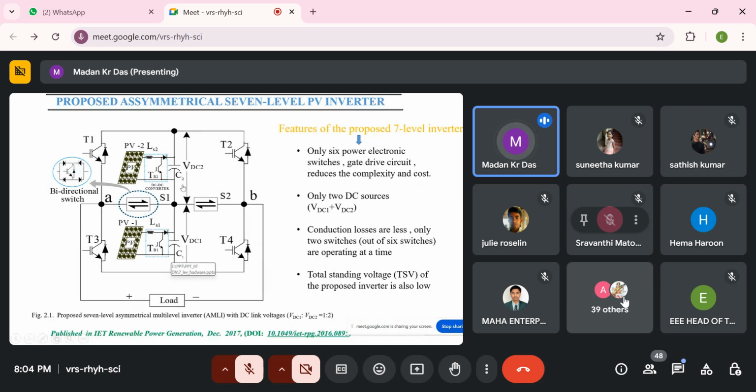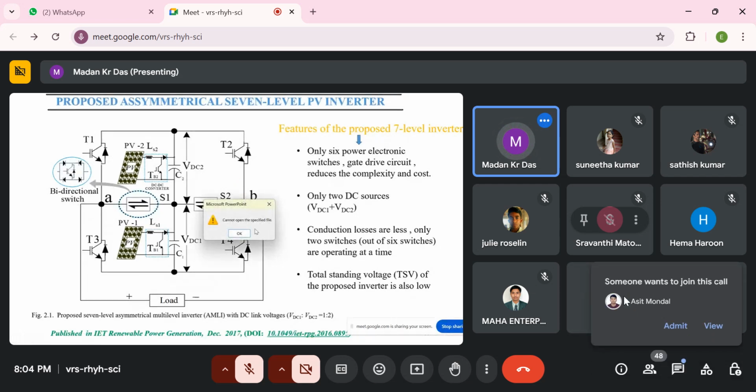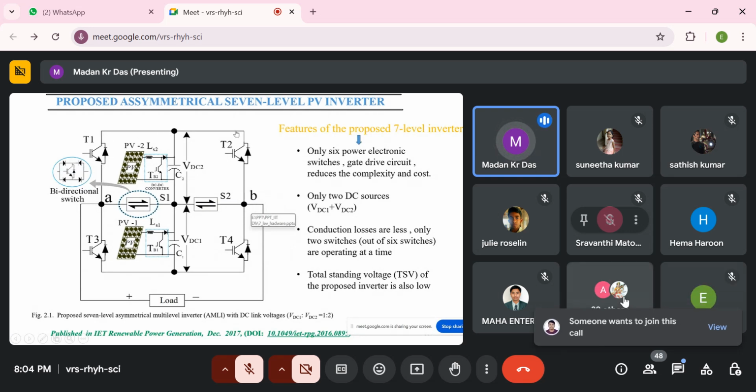So how is it working? Like this. Suppose this is the load, we have connected two VDC like this, and this is also one VDC, and negative like this path, minus 2 VDC, and also negative like this path, minus 1 VDC, and this is the 0, S1 and S2 on for 0. So it will generate the 7 level output voltage.